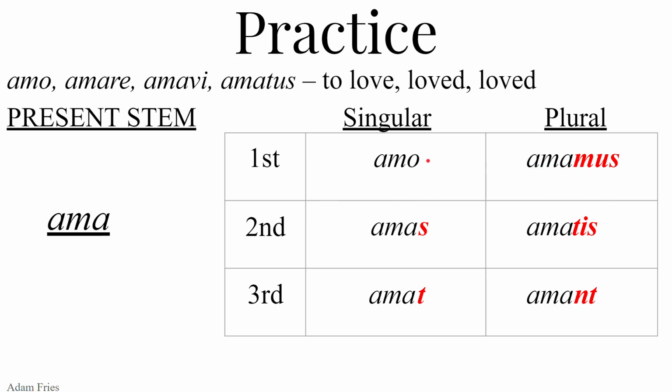I love, I am loving, I do love. You love, you are loving, you do love. He, she, it loves, he, she, it is loving, he, she, it does love. We love, we are loving, we do love. Ye love, ye are loving, ye do love. And they love, they are loving, they do love. Optime, very well done. Valete omnes.